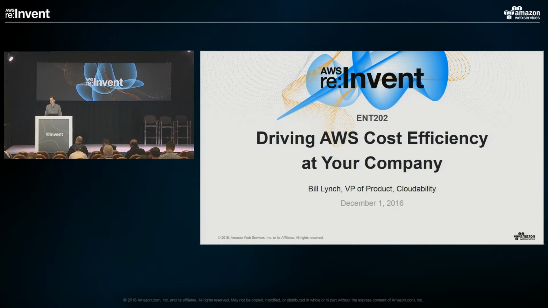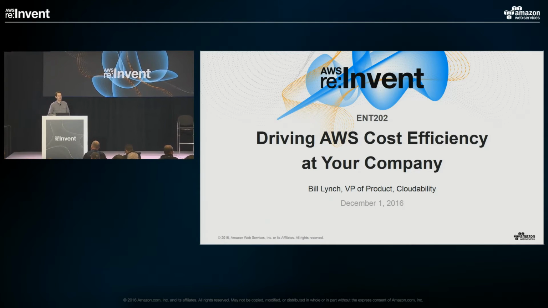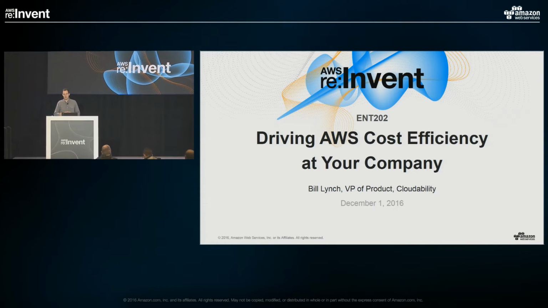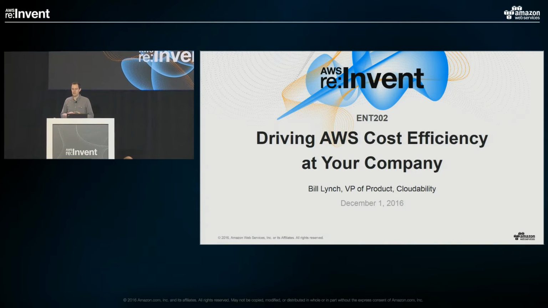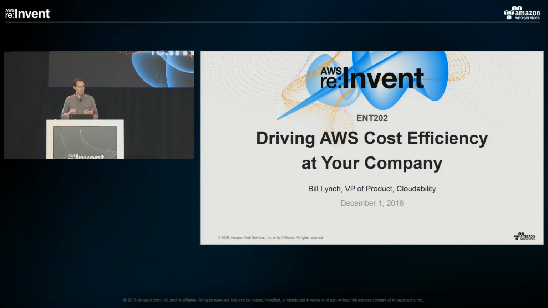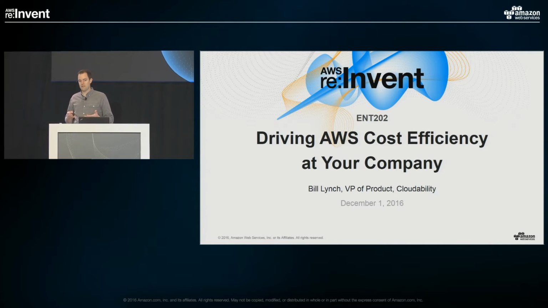My name is Bill Lynch. I run the products team at Cloudability. And obviously, we have a perspective on this, and I'll be sharing a lot about what we've learned over the last almost 6 years of doing this, keeping it at a high level, and talking about some techniques that we think are really great in order for driving cost efficiency.